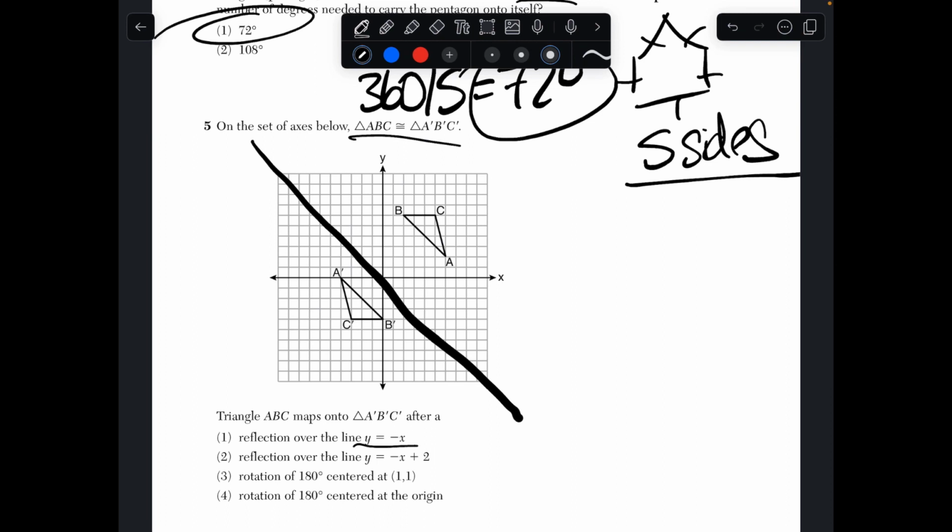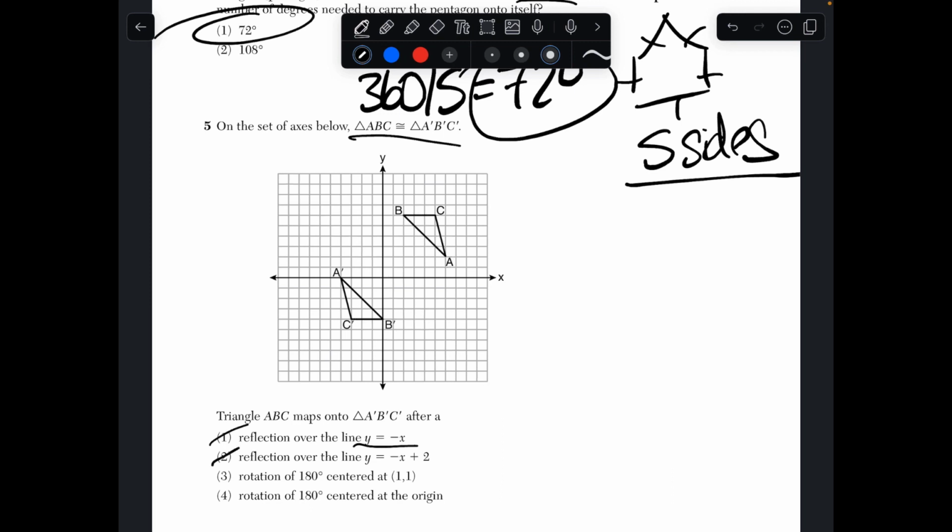Reflection over line y equals negative x. This is about that line right here. So if we look at this triangle right now, let's just focus on point A. If we flip this triangle over this line, A would not map to A prime. It would map to B. So that means 1 is off the table. And similar to question 2, it is a bit of a different line. However, it still has this negative slope, and A would still map to B, which is just wrong.